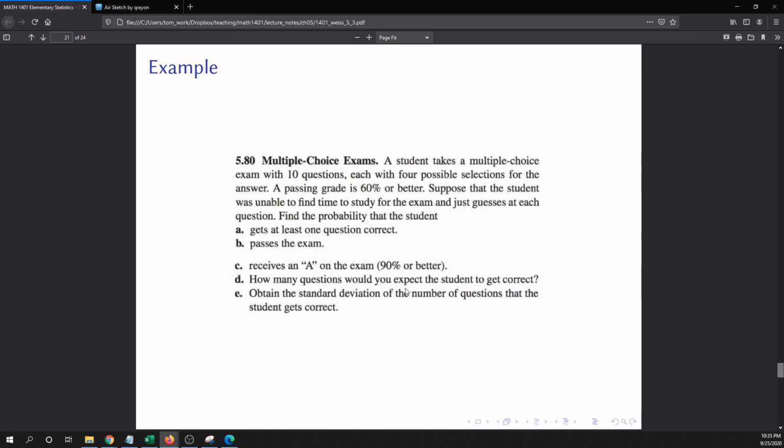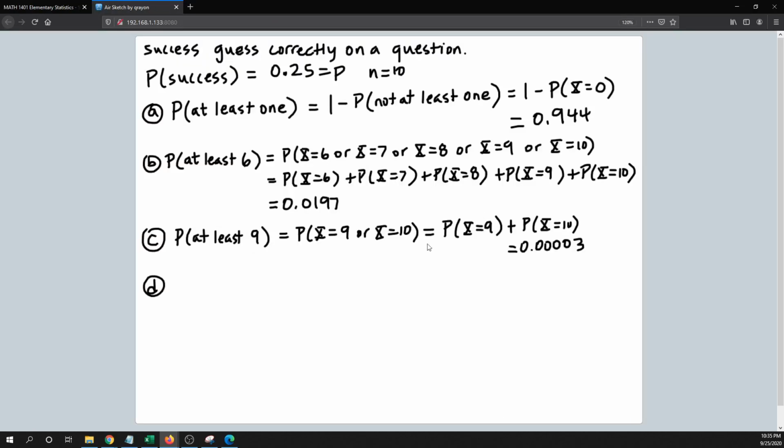Next up is part D. How many questions would you expect the student to get correct? That one would be the expected value or mean of this binomial random variable, and we know the formula for that is n times p. So n is 10 and p is 0.25. When you multiply that out, you get 2.5. So if we did this as an experiment, where we gave people the answer sheet without the questions and they just filled it out, we would expect that in the long run, the average number of questions that people get correct would be 2.5.